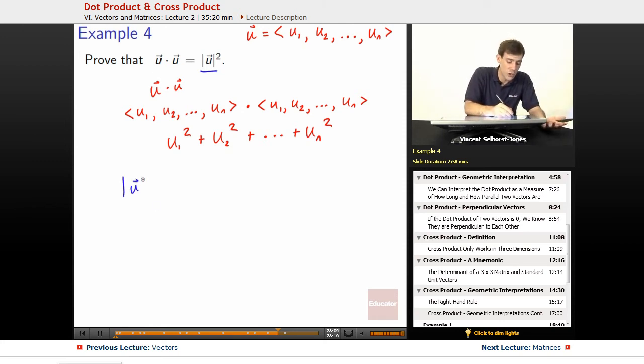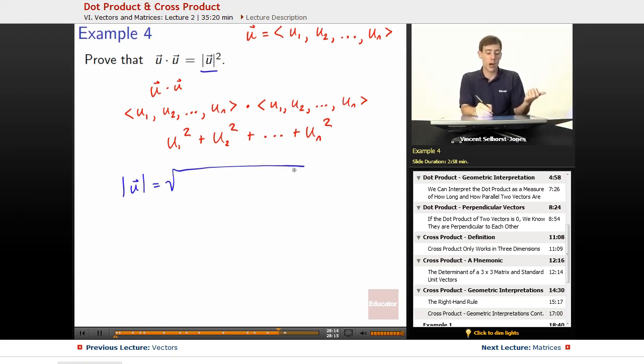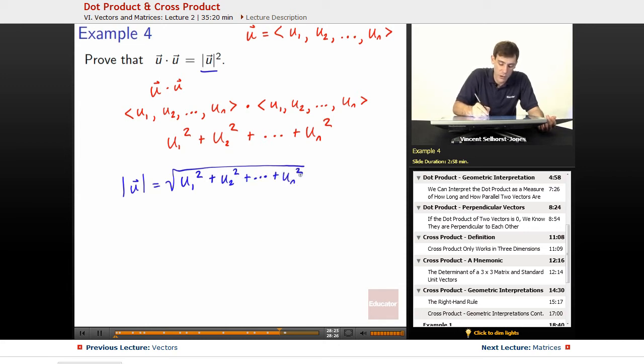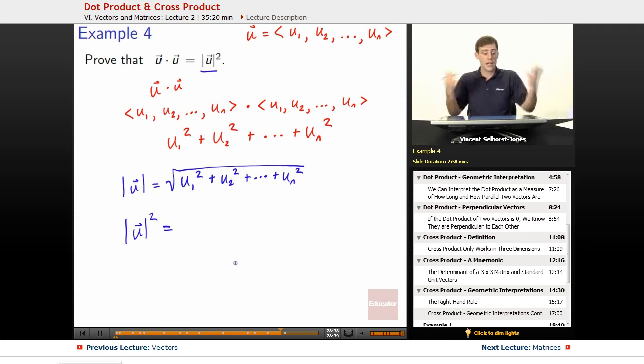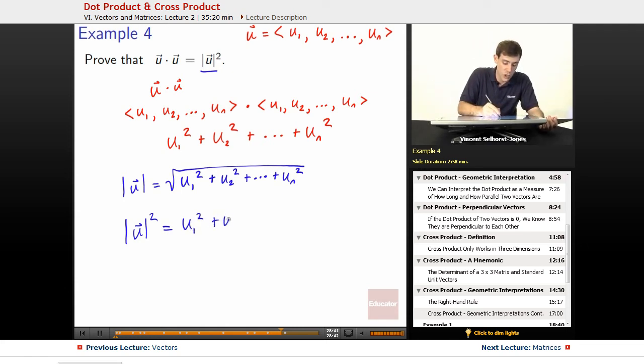So first, what's the magnitude of u? Well, magnitude of any vector, remember, is each component squared, added together underneath the square root. So it would be the first component squared plus the second component squared up until the final component squared, and all of that underneath the square root. Well, if we square this, then we got magnitude of u squared equals, well, if we square both sides of that equation above, square root times square root cancels out, and we've just got u1 squared plus u2 squared up until un squared.